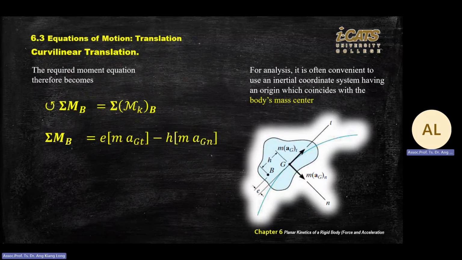N will generate moment. NB is anti-clockwise, so NB multiplied by this distance, 0.75, gives a positive moment. NA is clockwise, so it gives you a negative moment. And there's one more, friction. Friction from here, the distance is here. It gives you clockwise, so it gives you negative also.